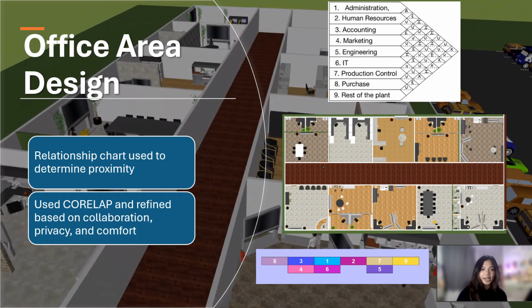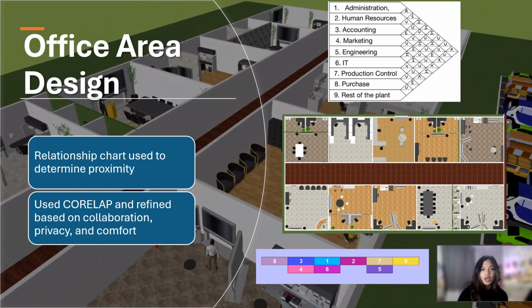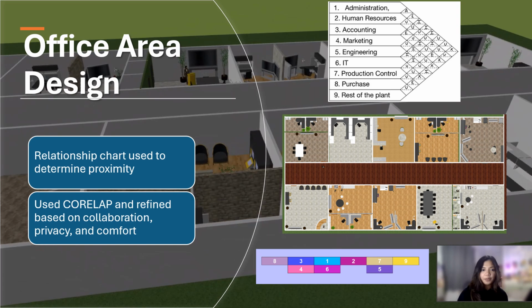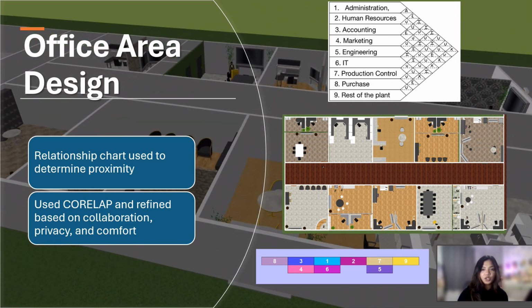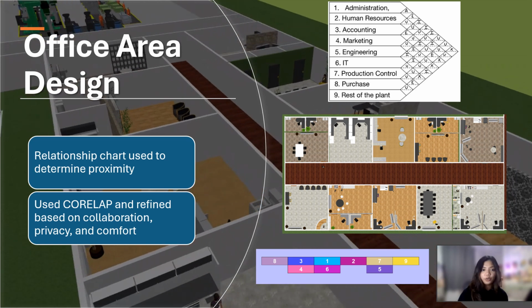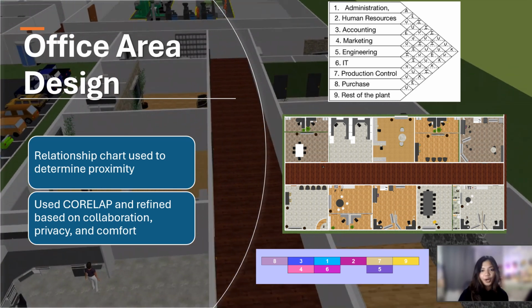Our office design began with a relationship chart showing how frequently departments interact. We applied Corelap to arrange offices based on communication needs, such as keeping admin near HR and distancing noisy operations from sensitive departments.